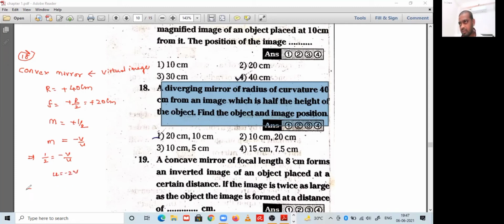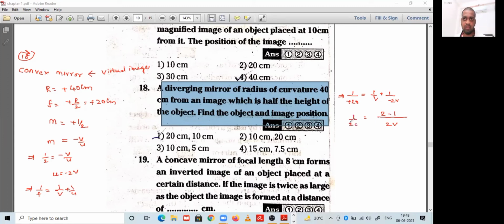From the mirror formula, what is the mirror formula? 1 by f is equal to 1 by v plus 1 by u. Substitute these values, we will get the answer. 1 by f value is how much? Plus 20. So 1 by 20 is equal to 1 by v plus, in place of u I will write minus 2v. The LCM will be 2v.